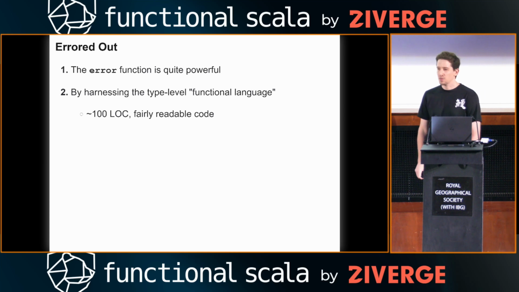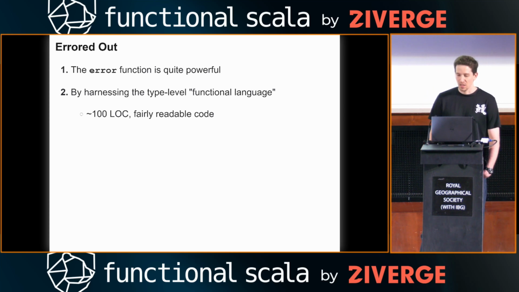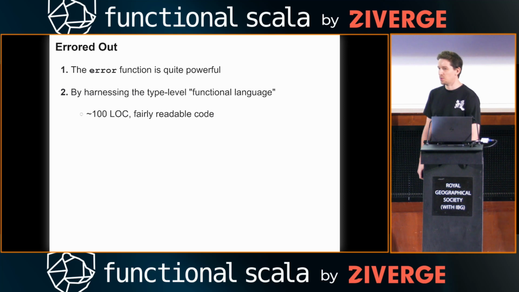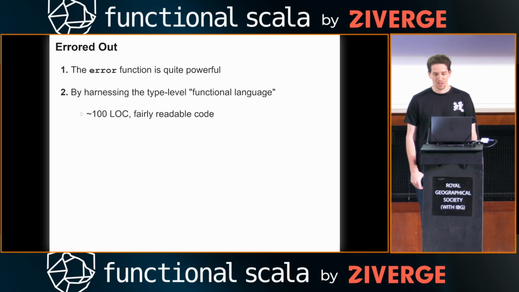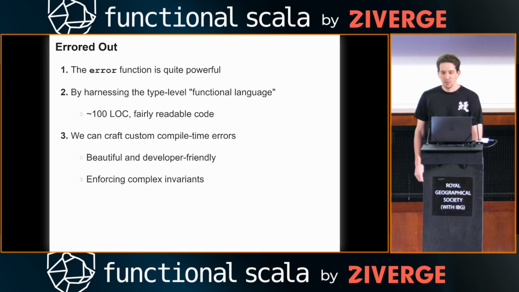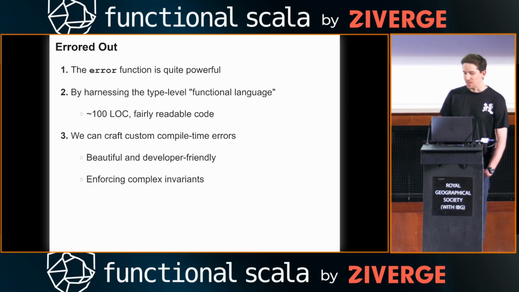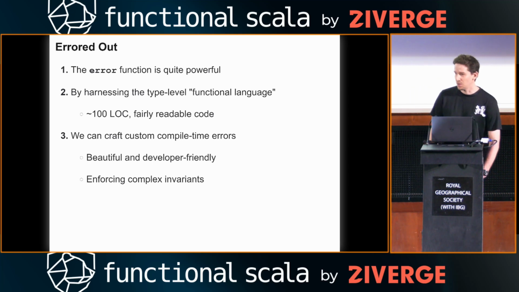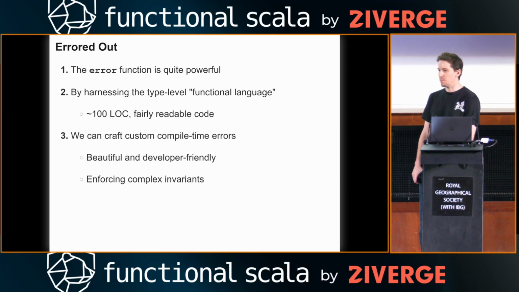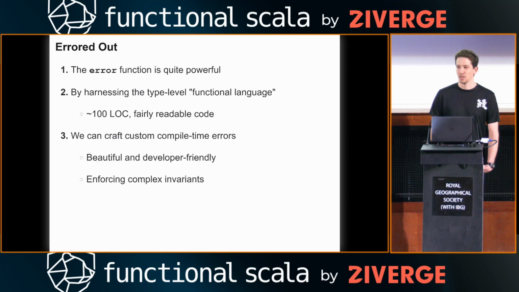And with just about 100 lines of code that I just showed you, I find the code actually fairly readable once you get used to this weird little style. I was quite surprised myself that this worked out so nicely. It wasn't obvious to me that it would work at all. So custom compile time errors is now something that any developer, I think, can craft. And what's better than delighting your fellow developers with beautiful, developer-friendly errors, and all the while enforcing complex invariants where they belong, at compile time. So we didn't let anything leak into the runtime at all.